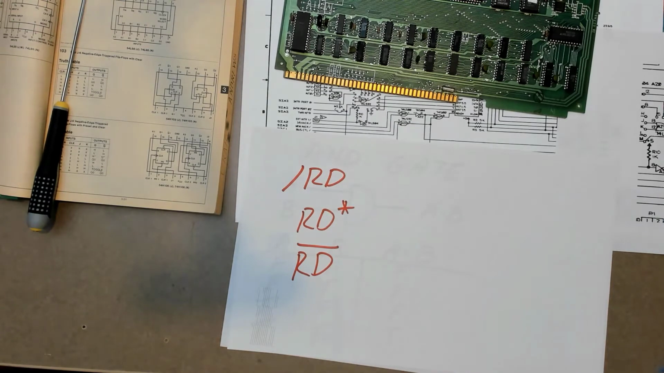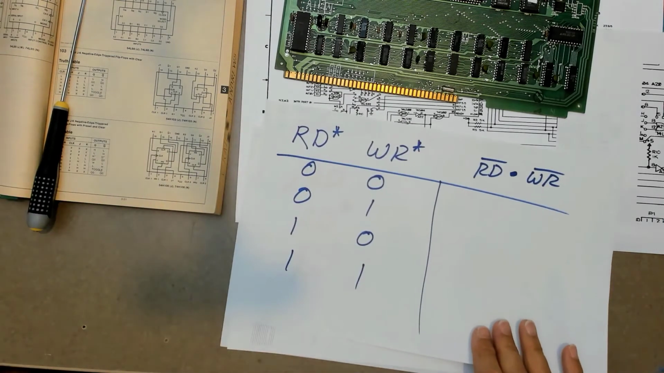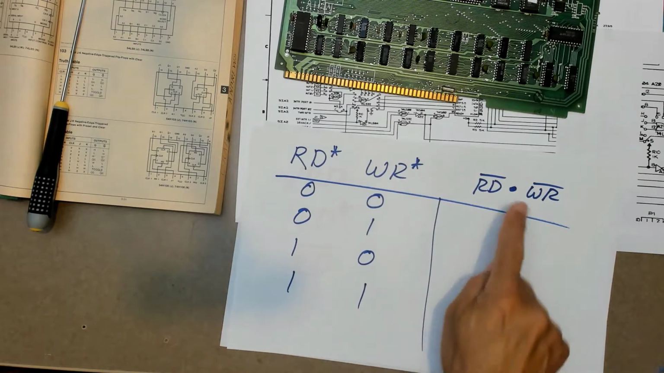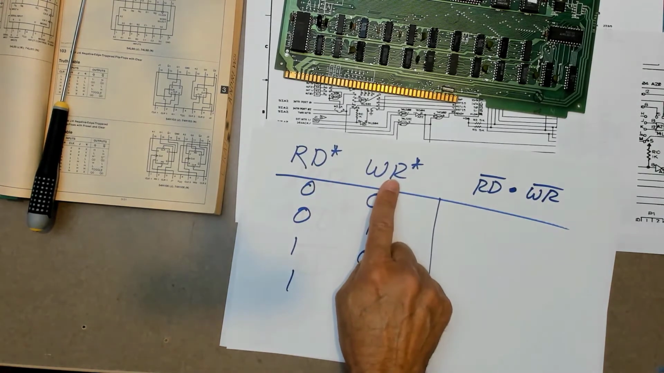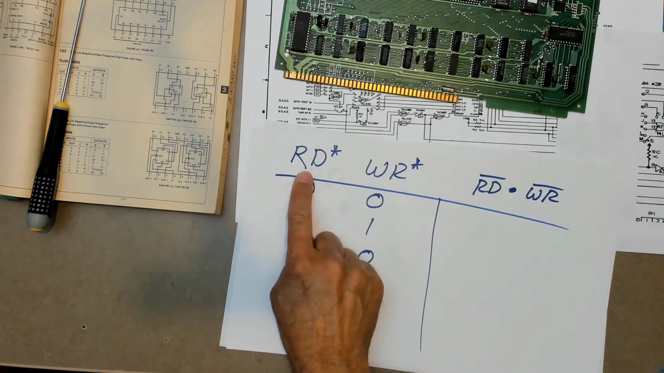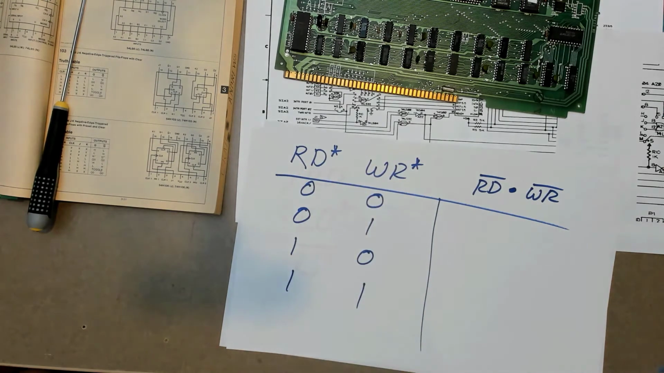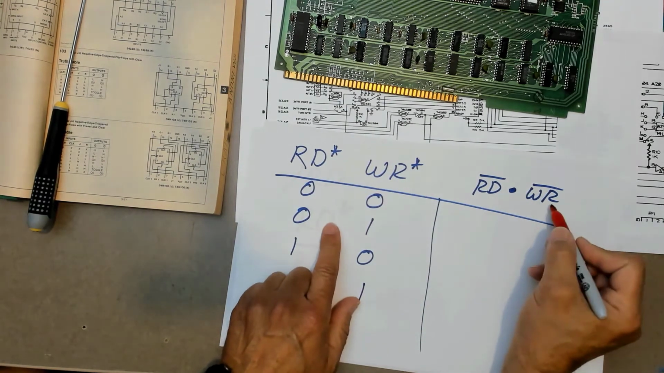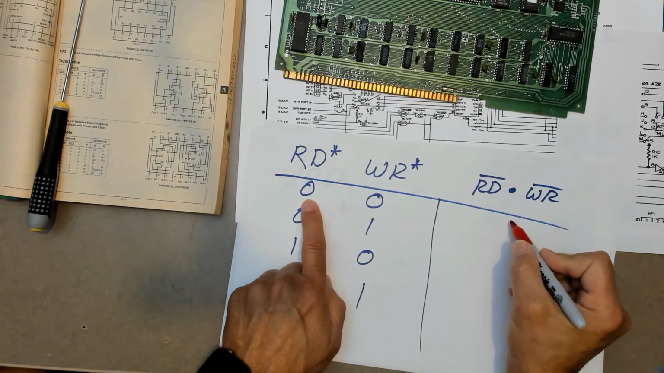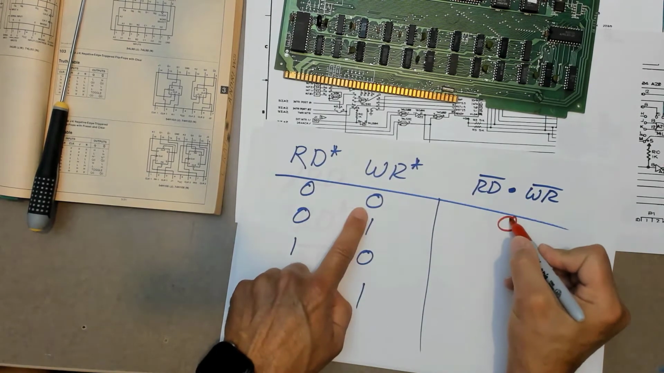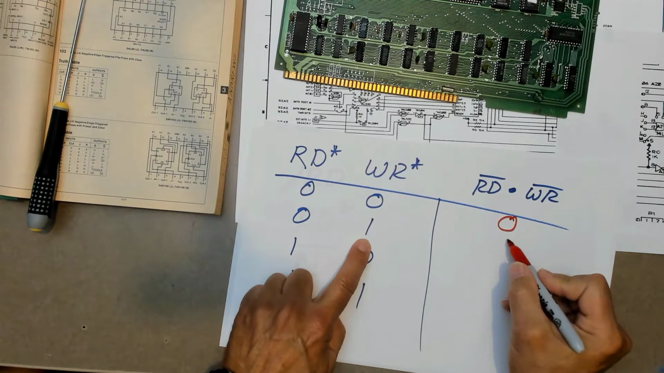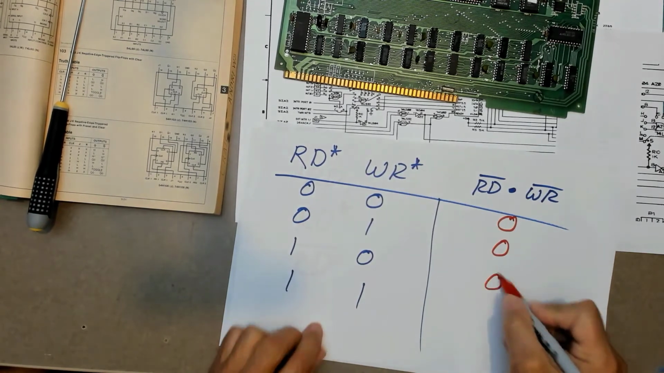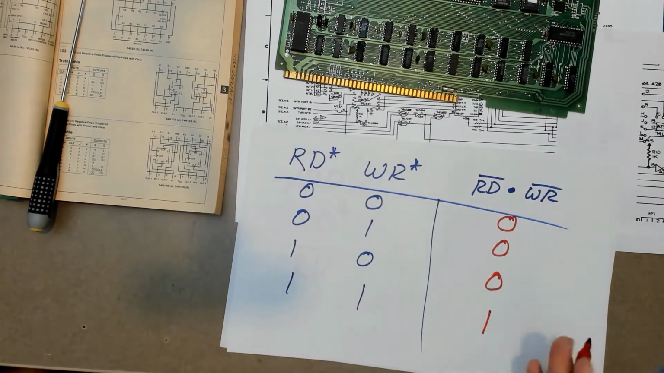So let's do a truth table for an AND gate of the read and write. And this is nothing that you don't already know. We have the active low read and write signals, and so their logic AND of that read and write just goes like this. If they're both low, then that one's low. If that one is high and that one's low, it's low, that's low, and that's 1. Okay, this is just the same AND truth table that we had before.